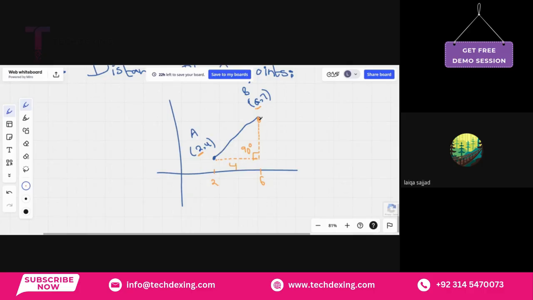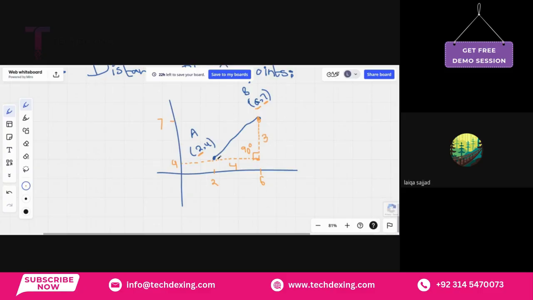Similarly, we will find the length of this side as well. The y coordinate for point A was 4. I'm only talking about the vertical. So to move from 4 to 7, how much did we travel? We traveled 7 minus 4. This is going to be 3.